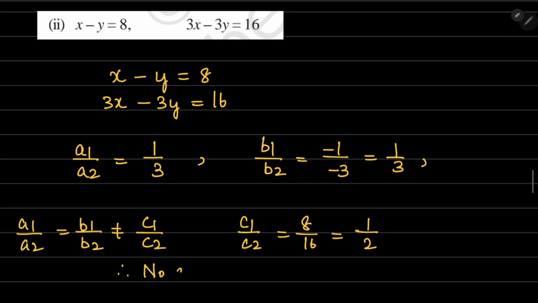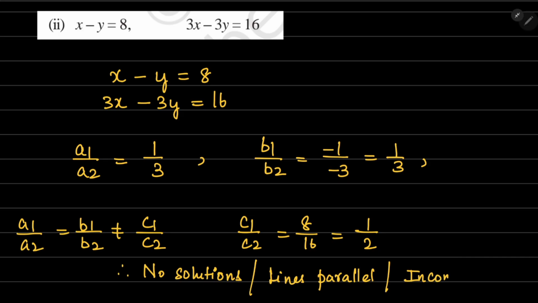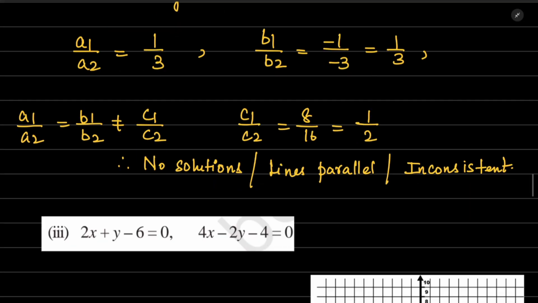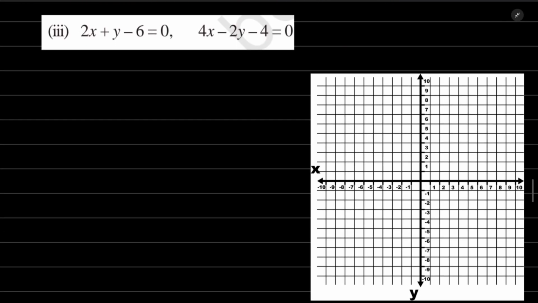So this is a condition wherein it has no solution. Okay, no solution is one thing that you can say. What can you say about the lines? The lines will be parallel. And will the system be consistent or inconsistent? The system will be inconsistent. So these are the scenarios that you have to remember. Okay. So that's your second question. Now let's move on to the third one.